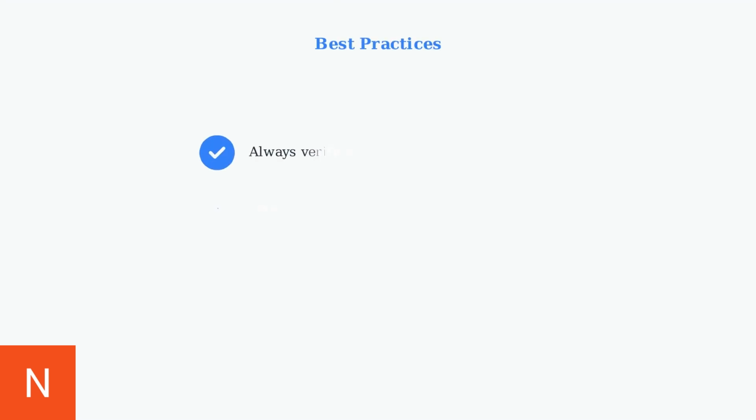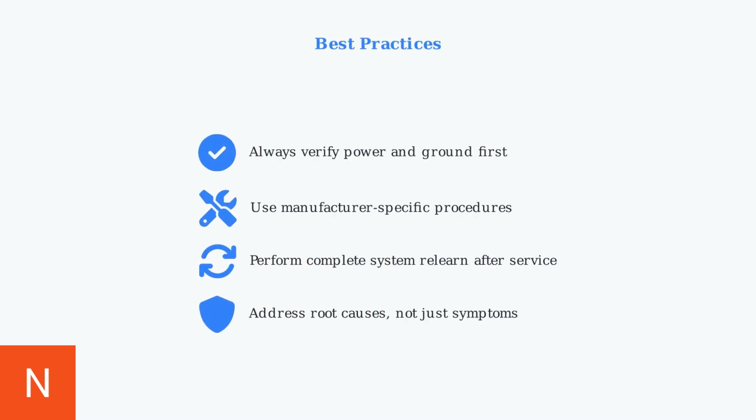Always follow these best practices for successful repairs. Verify power and ground circuits before replacing the TCM, as electrical issues are often the root cause. After any TCM service, perform a complete system relearn to ensure proper operation.